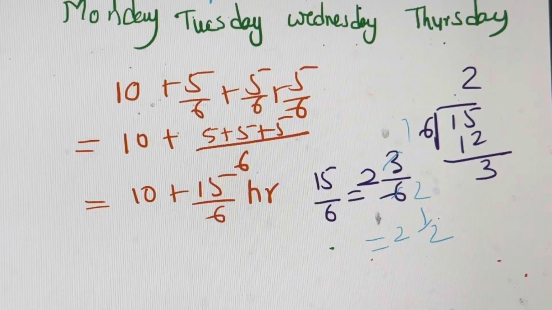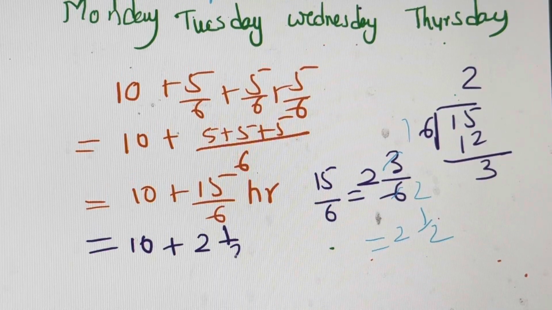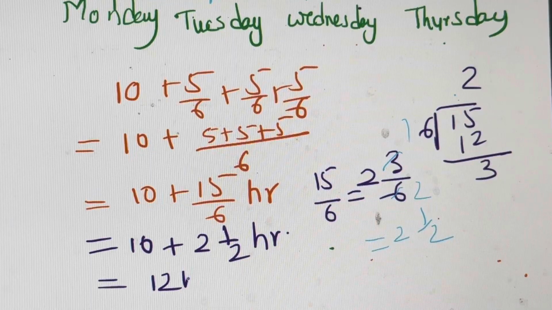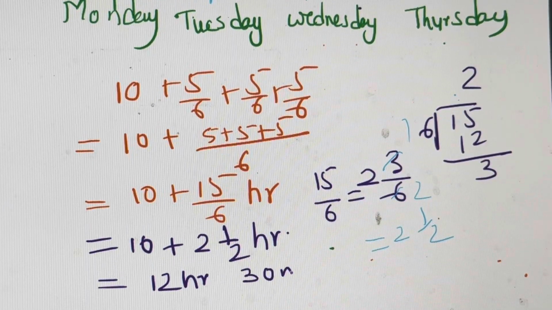So 2.5 hours after 10 p.m. So 10 p.m. plus 2.5 hours. That means 10 plus 2 is 12. Half an hour means 30 minutes, right? So 12 hour, 30 minutes is the answer, right? So what will you write?